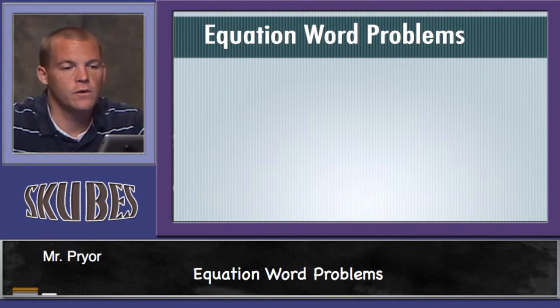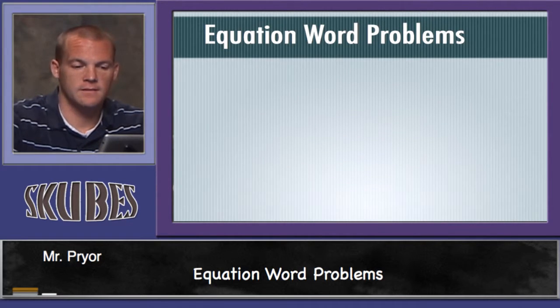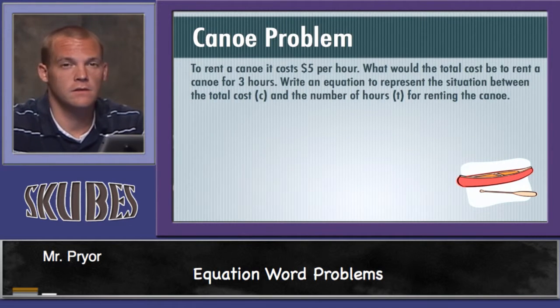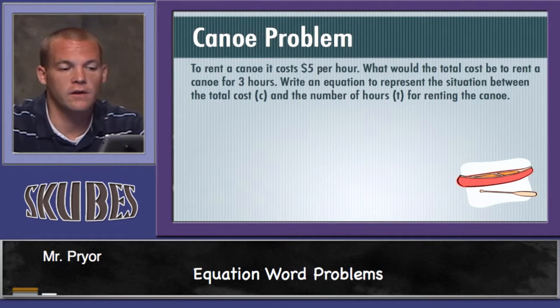I'm going to be talking to you about equation word problems, how to set them up, and then in some cases solve them if that's what they're asking of us. So let's take a look at this first problem here. To rent a canoe, it costs $5 per hour. What would the total cost be to rent a canoe for 3 hours?